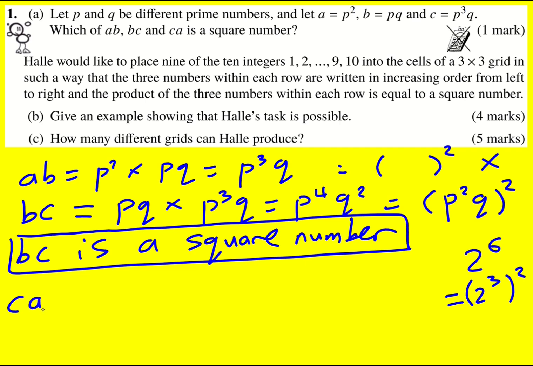So finally, I think we know the answer, but CA is going to be P cubed Q times P squared. I'm going to get P to the 5 times Q. This is not going to be possible either.